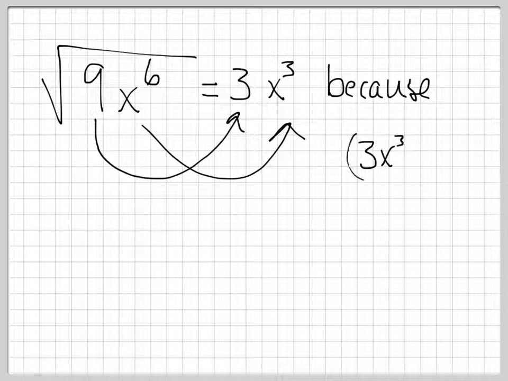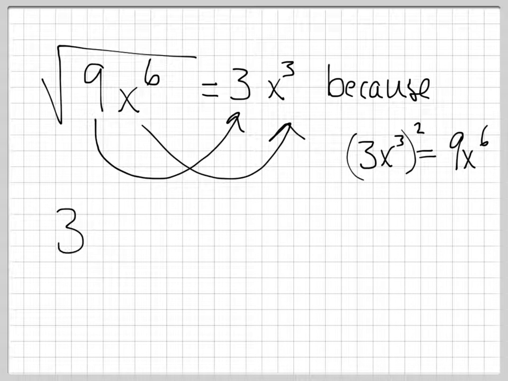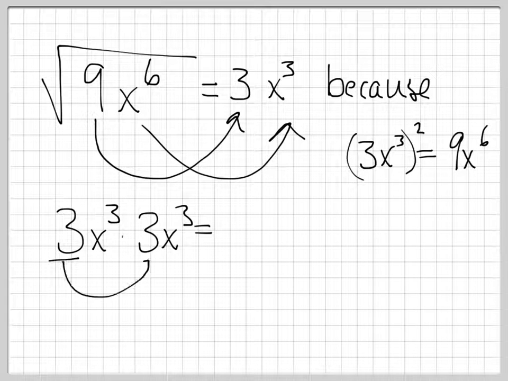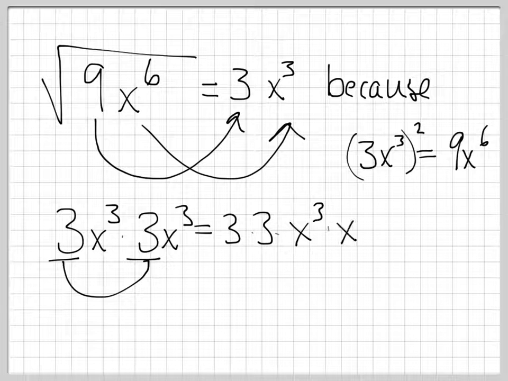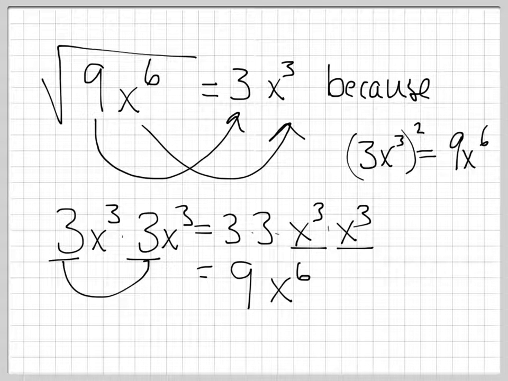Again, because 3x cubed squared is 9x to the 6th, and we'll check it. We have 3x cubed times 3x cubed. Remember, we can do 3 times 3 times x cubed times x cubed, which is 9x to the 6th, because there's 3 followed by 3 x's, and so we have 6 total x's when we multiply them. And so that worked out just fine.